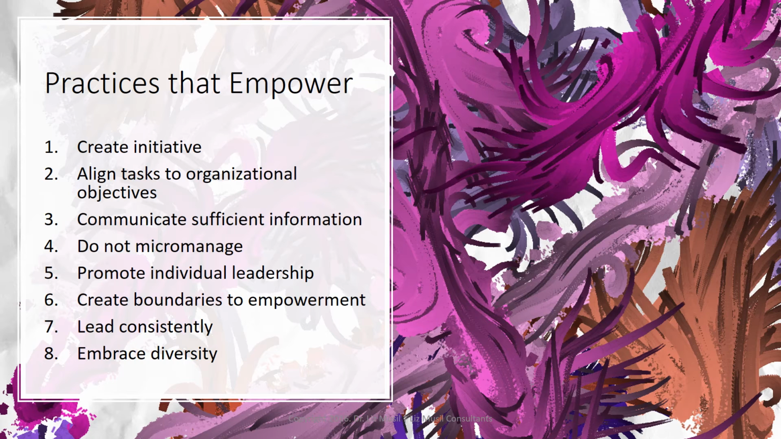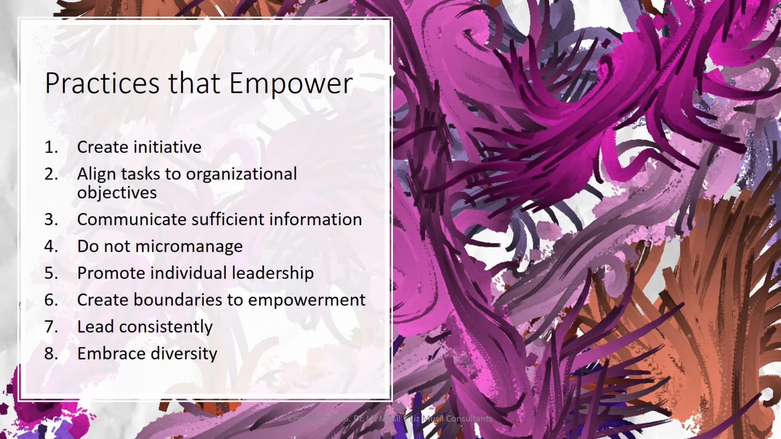Number 3, communicate sufficient information. This is very, very important. Leaders sometimes feel that hoarding information or not sharing everything that is needed is a way to maintain power, but really it's a way to turn people against you. You do need to communicate sufficient information on the organization, on the progress of the goals at hand, on what's going on in the department, and most importantly, people need to be adequately trained and have sufficient information on how to do their job or their tasks.